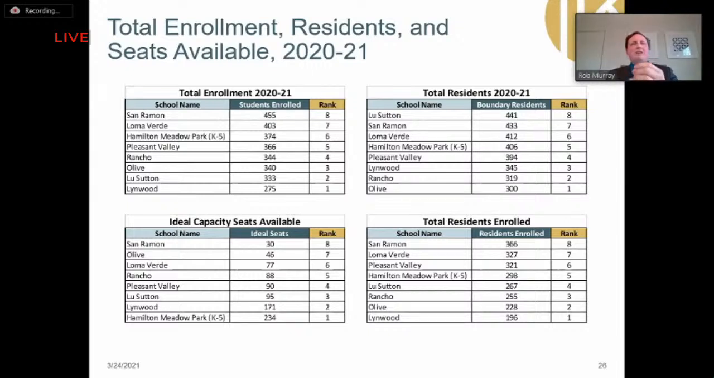So here we have some of that information from the top level matrix: the total enrollment, the total residents, and then those diagonal bold numbers that I had pointed out to you, the number of residents who are enrolled at the school. And then just a quick throwback to some of the data that we looked at the last meeting, those ideal capacity numbers and the seats available just in the current year.